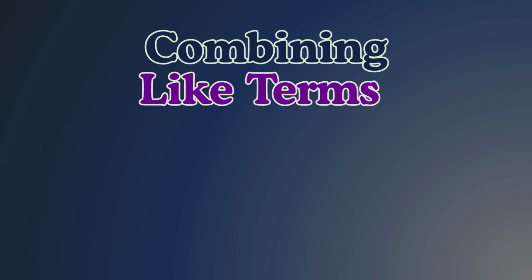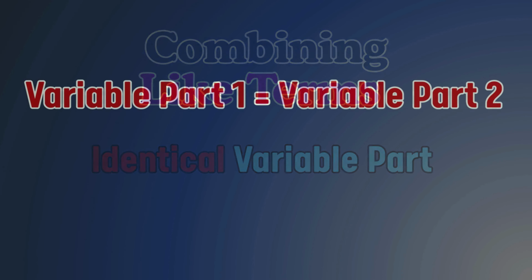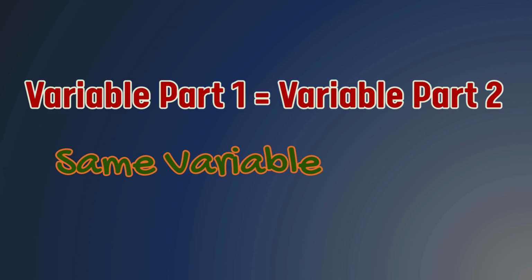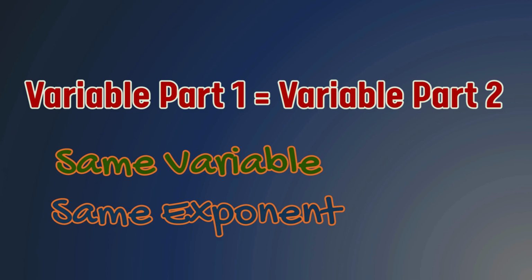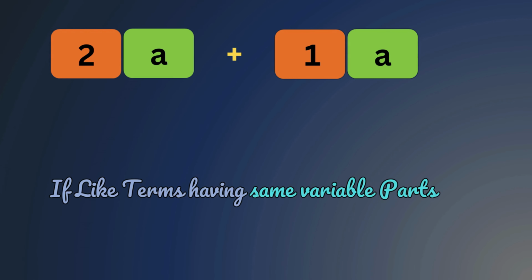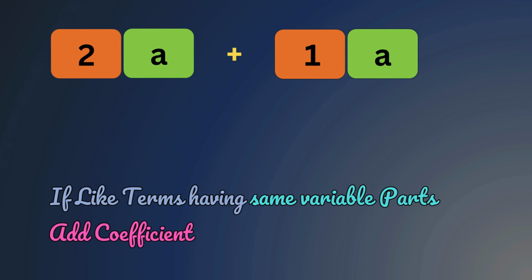Like terms are those terms which have identical variable parts, meaning they have the same variable and they are raised to the same exponent. And the law says that if we have like terms, we can combine them by adding their coefficients.